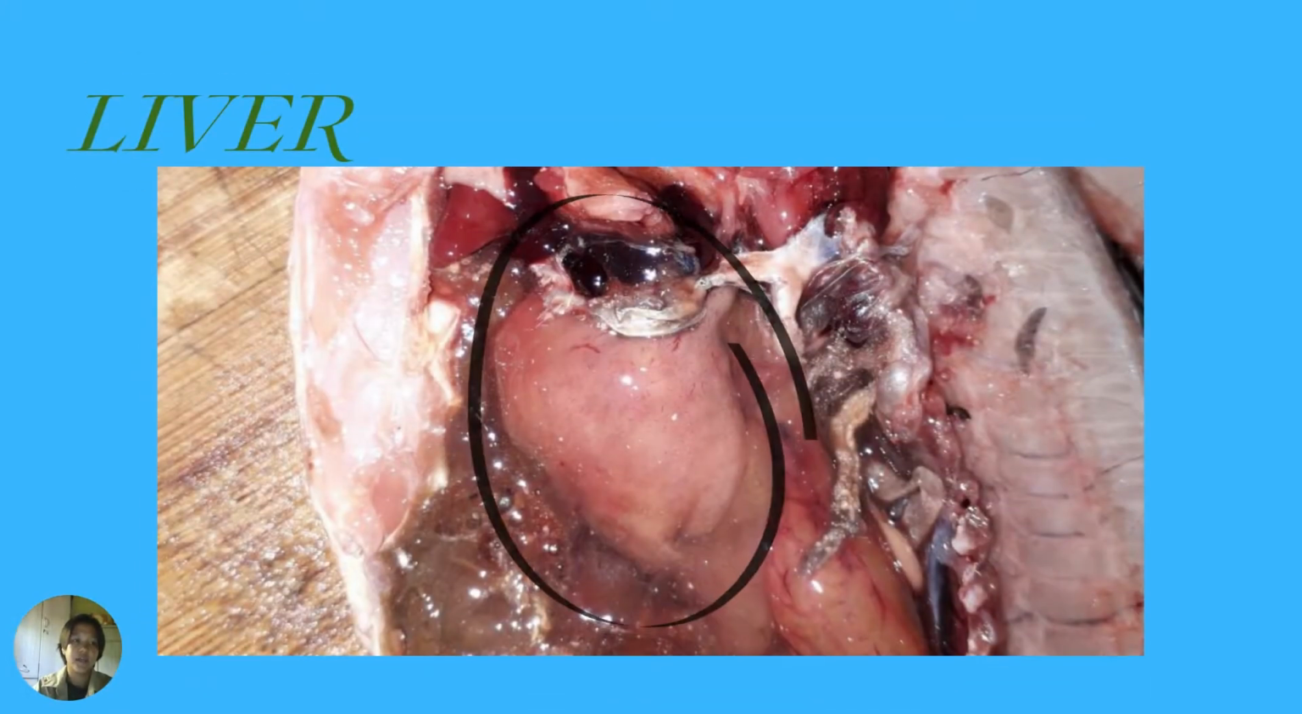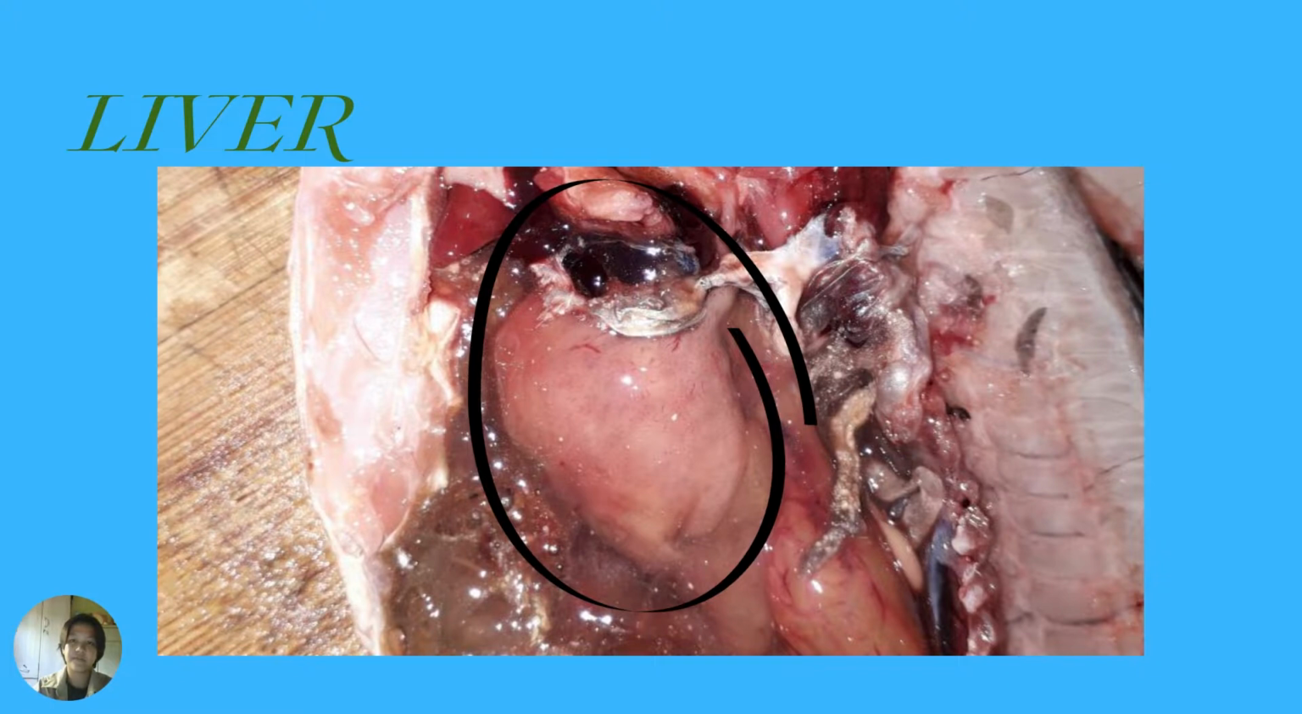Next, we have a liver. The fish liver consists essentially of parenchyma tissue usually formed from double layers of liver cells separated from each other by capillary-like blood spaces called liver sinusoids. And that's all.